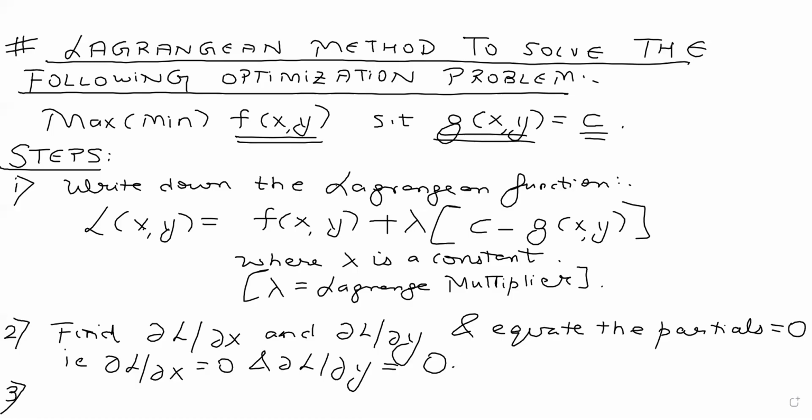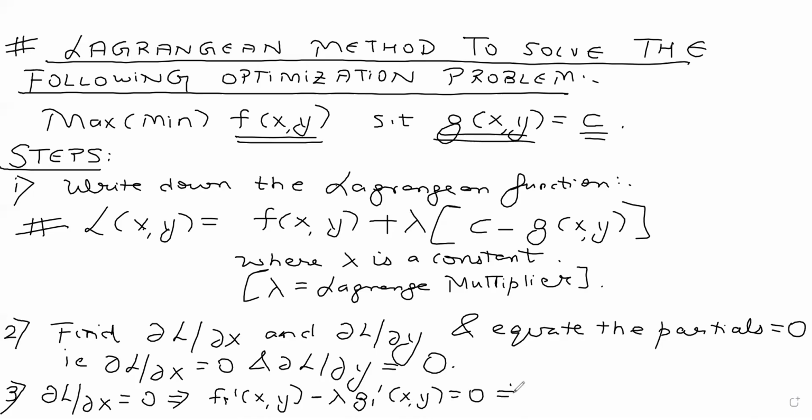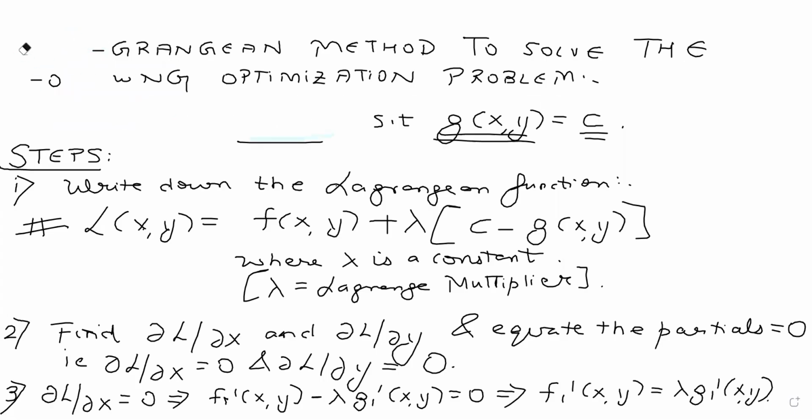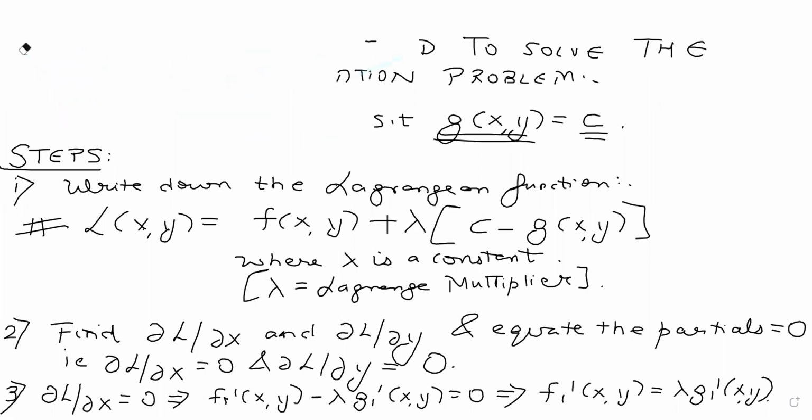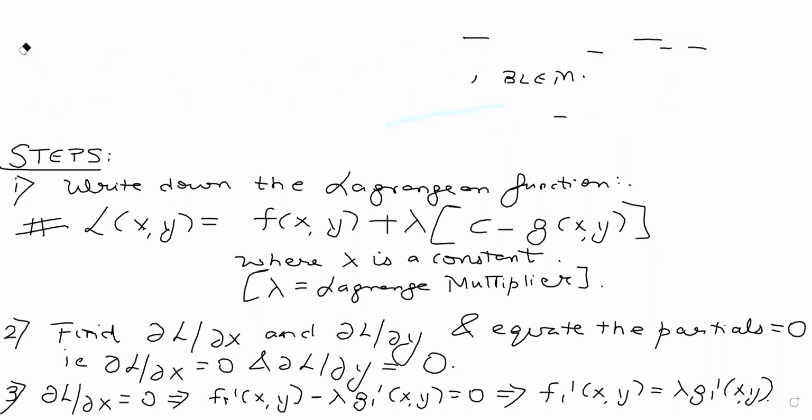If I write del L by del X, this is my Lagrange function. So del L by del X equal to 0 implies F1 dash XY minus lambda times G1 dash XY equal to 0. If I solve it further, F1 dash XY is equal to lambda times G1 dash XY. Similarly, we are going to partially differentiate the Lagrange with respect to y and put it equal to 0.